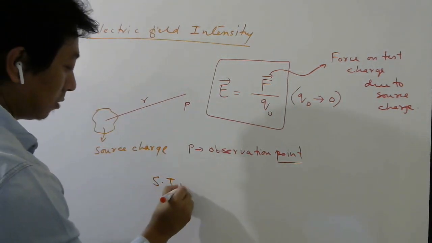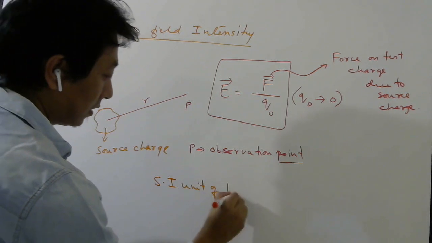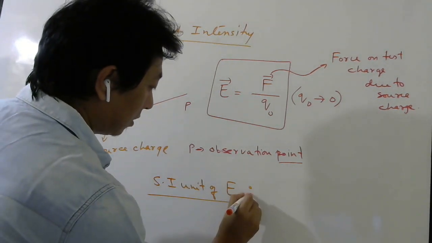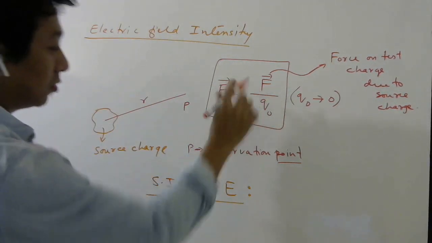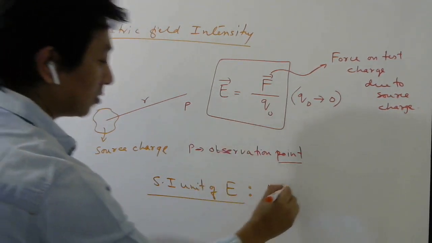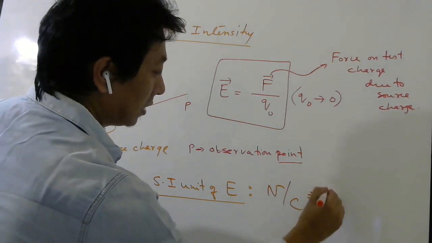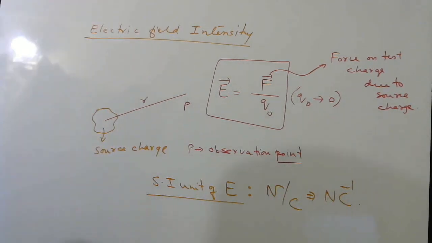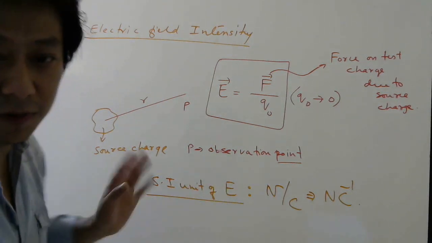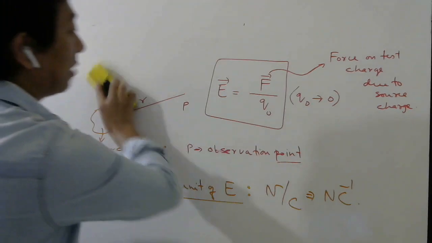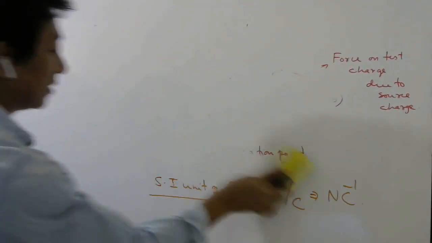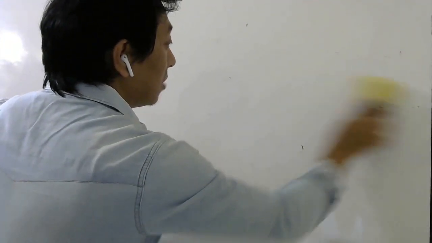So what is the SI unit of electric field? So SI unit of electric field is how much? This is force, so Newton. This is charge, so per Coulomb, which we write Newton per Coulomb. Okay. Now let us talk about dimension. You can try yourself at home. We have discussed already before dimensions of charge, right? A into T.